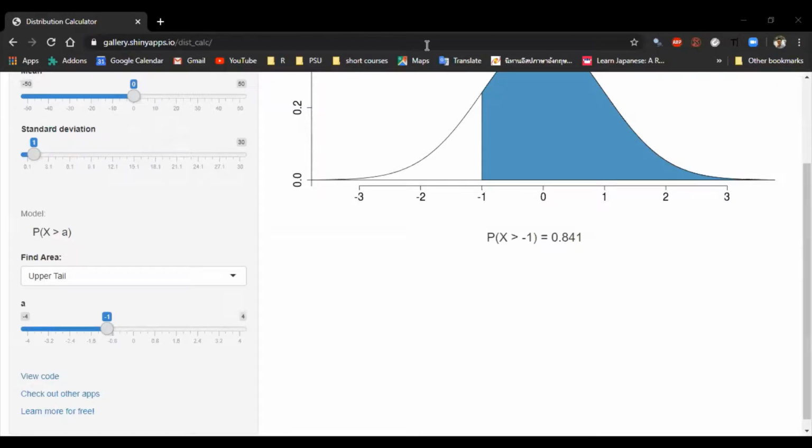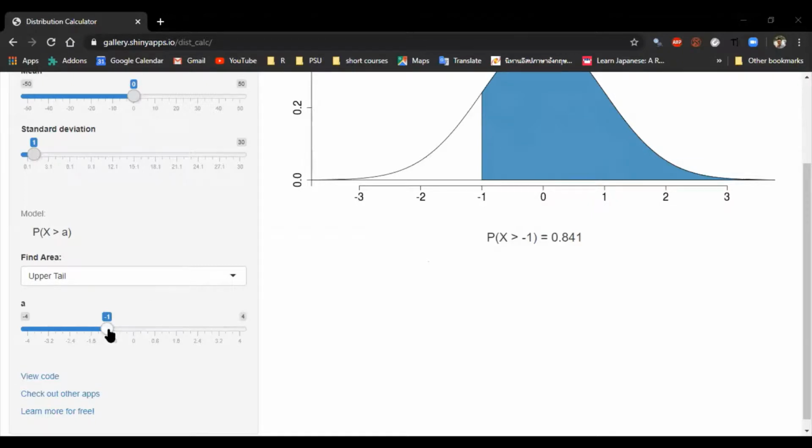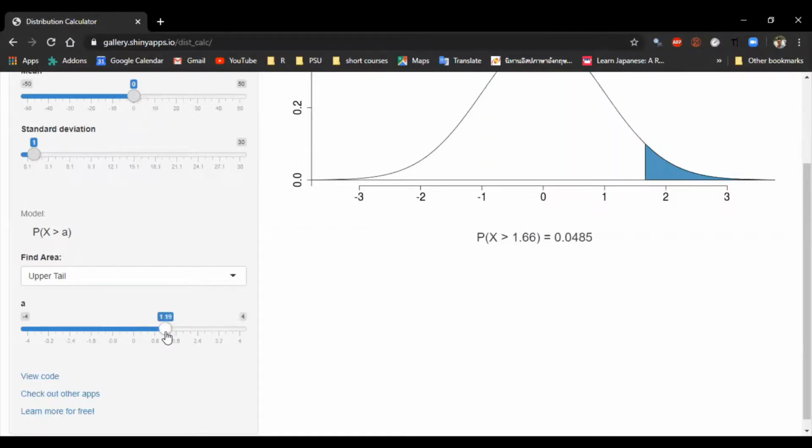So quickly to do this, you subtract the observation, 1,800, with the mean 1,500 and divide by the standard deviation, which is 300. So this gives 300, and 300 over 300 is 1. Got it? So we got a z-score of 1. So let's put in a z-score of 1.